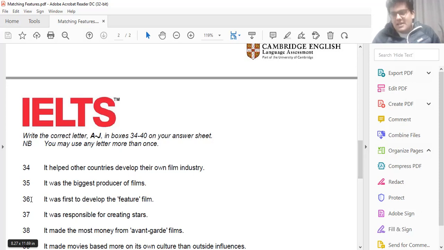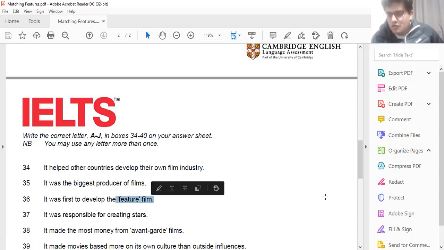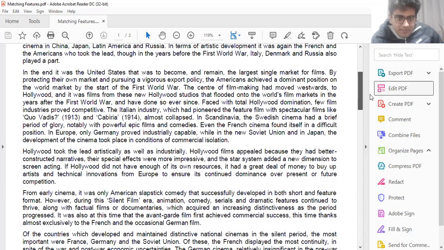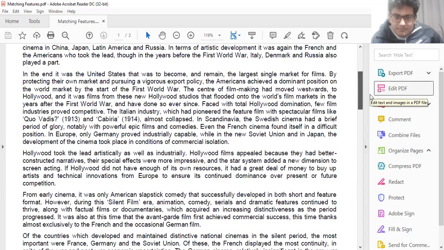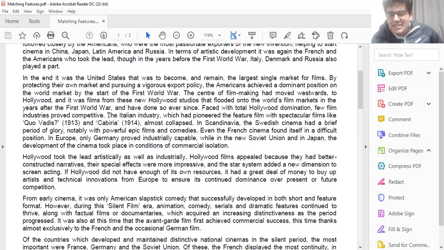Okay. Now, in this case, fellows, remember one thing. In that checklist that I gave you, apart from knowing the keywords, apart from knowing the headings and subheadings, apart from looking out for paraphrasing, you also have to underline the keywords in the question statement. Now, over here, what's the keyword? Feature film. It was the first to develop the feature film. Therefore, in other words, it initiated the concept of feature film. Now, I'm going to scroll up and I'm going to look for the term feature film in my passage, okay? Let's go. Now, where can I see feature film? There you go. The Italian industry, which had pioneered the feature film.